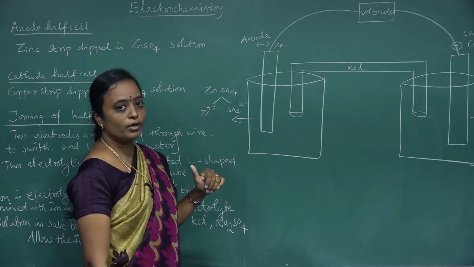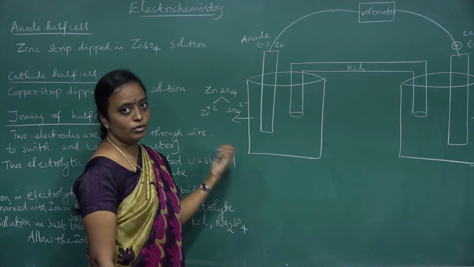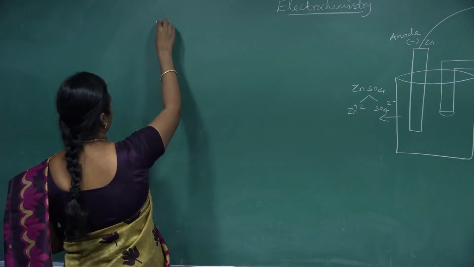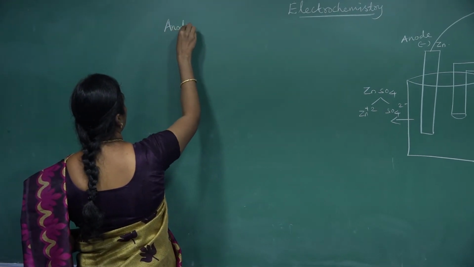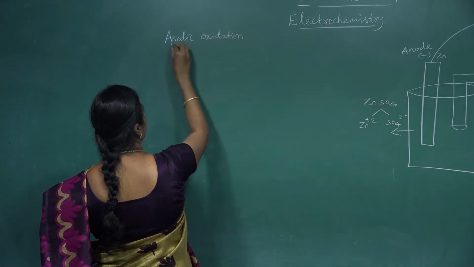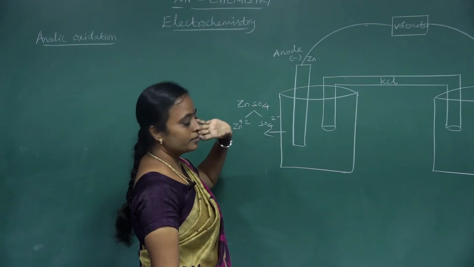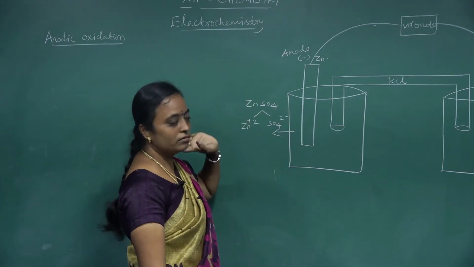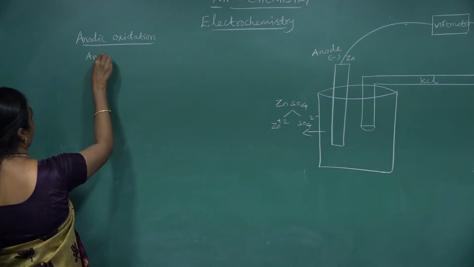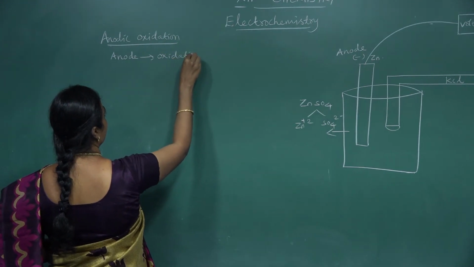Next we are going to see what type of reaction occurs in the two half-cells. You can take this electrochemical cell. Let us discuss anodic oxidation. Okay, what happened at the anode? We know that the anode we are taking as zinc. So at the anode, an oxidation reaction will take place.